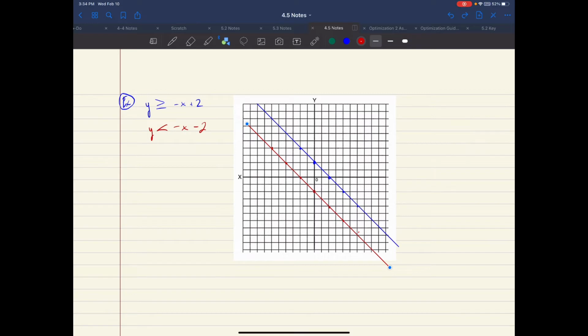Okay, so that's good enough for that one. And then let's shade. For the blue line, it says shade above the blue line. So I'll do that.